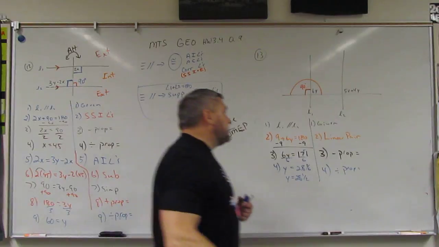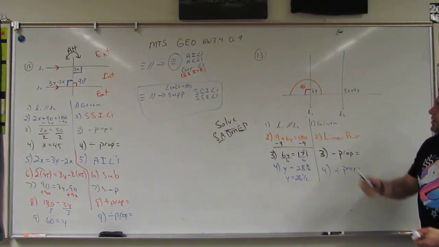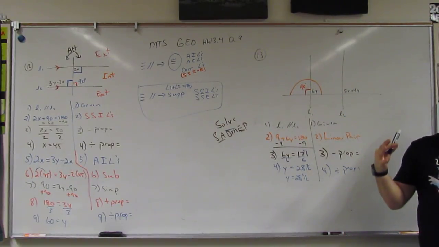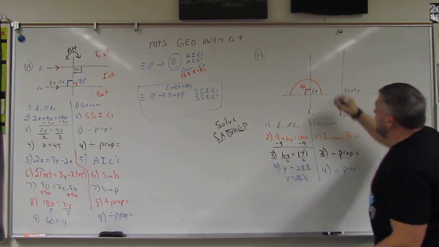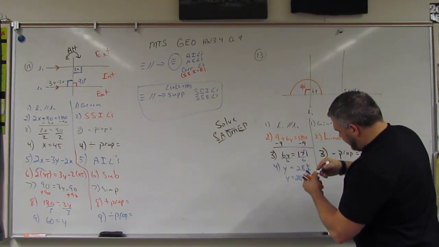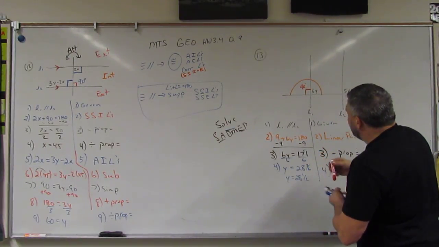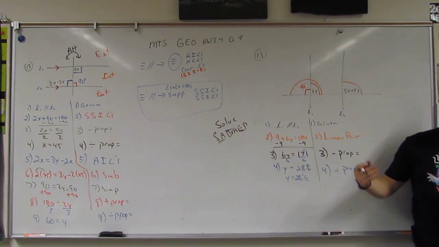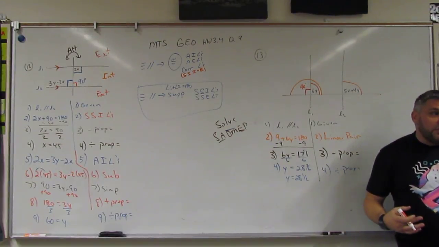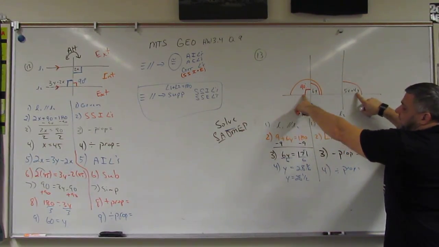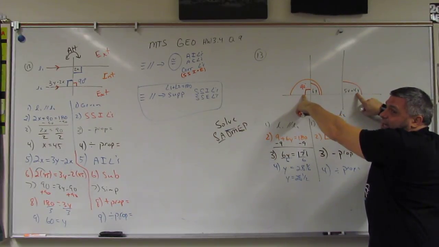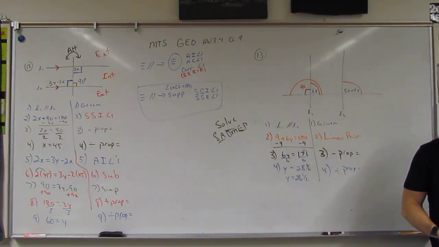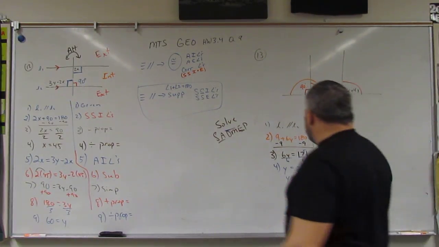Now, here's the thing. You can use either one. You could go same side exterior, or you could say corresponding, and then they're congruent. So which one do you want to do? Same side exterior, which they add up to be 180? Or corresponding where they are congruent? I like congruence. It's a lot easier.